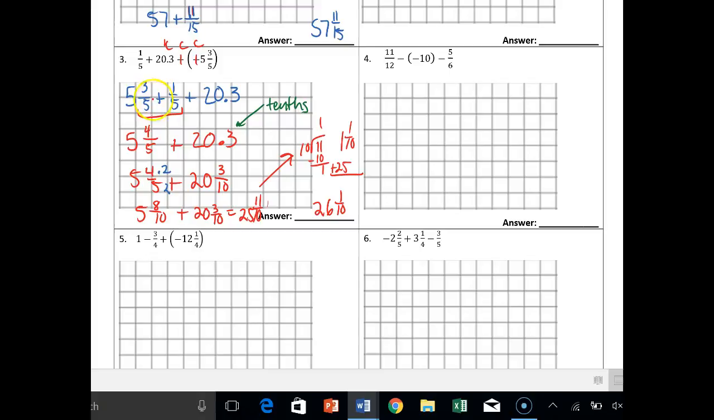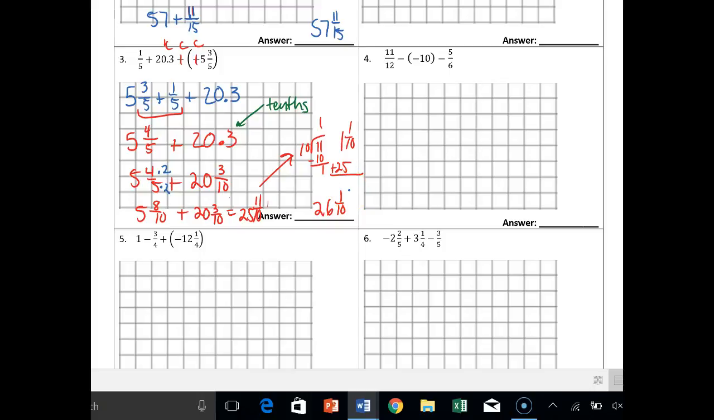So to be clear, all we did was use the commutative property to rewrite this expression to get the fifths next to each other. When I did that, I got 5 and 4/5 plus 20.3. I then changed that decimal into a fraction, which I know how to do from my previous unit. And then I found common denominators, right, by multiplying both by 2 on this one. I got an improper fraction, 11/10. I changed that to a mixed number, 1 and 1/10, and then I added it to the 25 wholes to get 26 and 1/10.